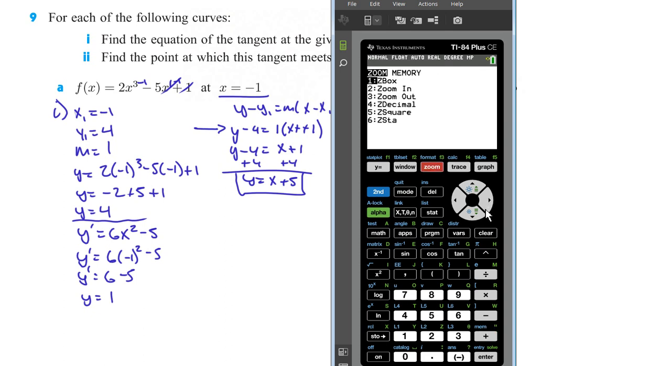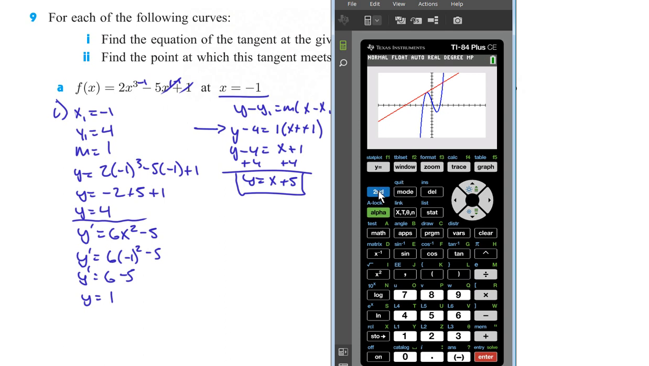And then, I'm not sure if we zoomed strangely or not. We're going to go to zoom standard, and push graph. So it's going to graph these two equations. The blue one is our original equation, and this red one here is our tangent function. So good news, that looks like the tangent when x is -1, which is what we want. And then all we have to do is find this intersection point.